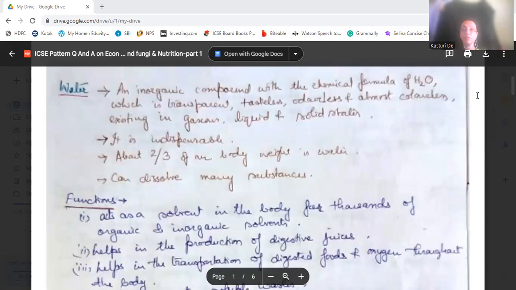Your retaining power has increased, memory power has increased, and we can use it more efficiently. Consequently, we can get good marks in exams.